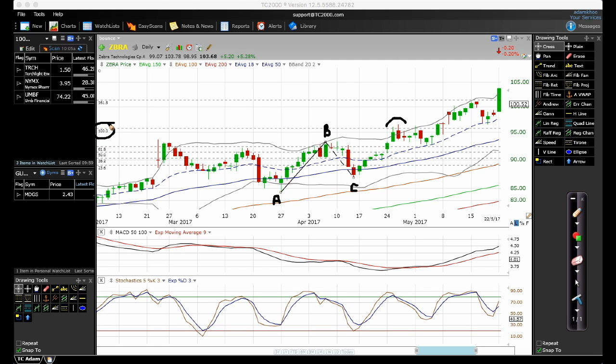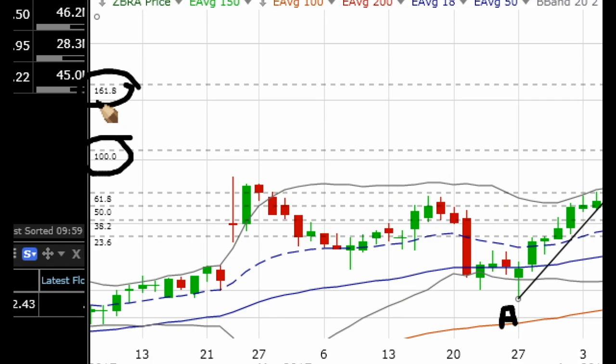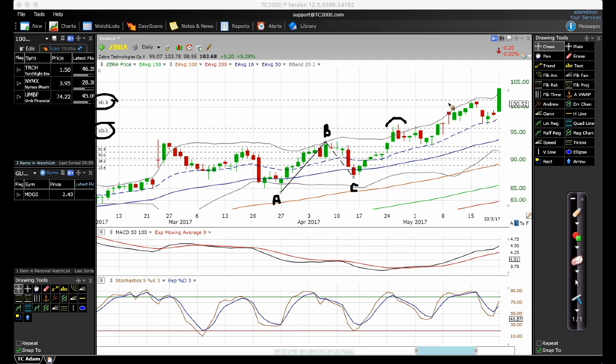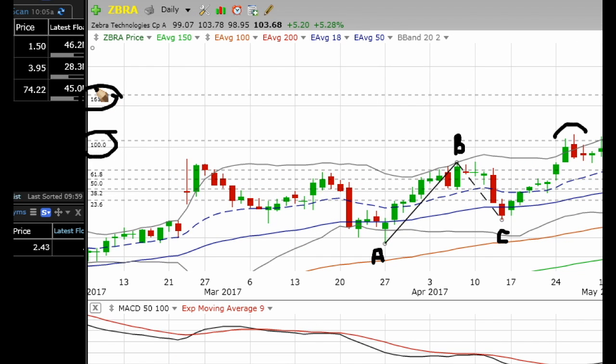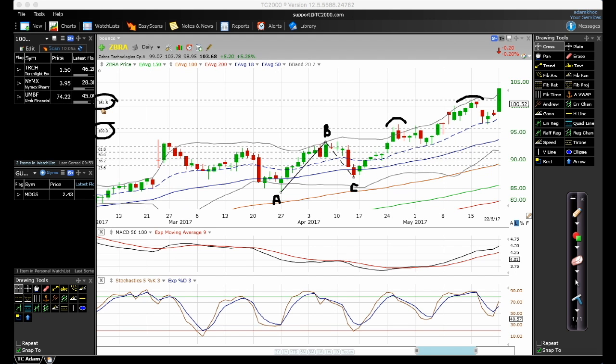So in an extension, a Fibonacci projection, the 100 is the first target where you could take profit. The next target is the 161.8 level, and sure enough, you can see what happened when it hit that level. Magically, it came back down because that is again a very powerful Fibonacci projection level. 100 is the first target, 161.8 is the second target. All right.